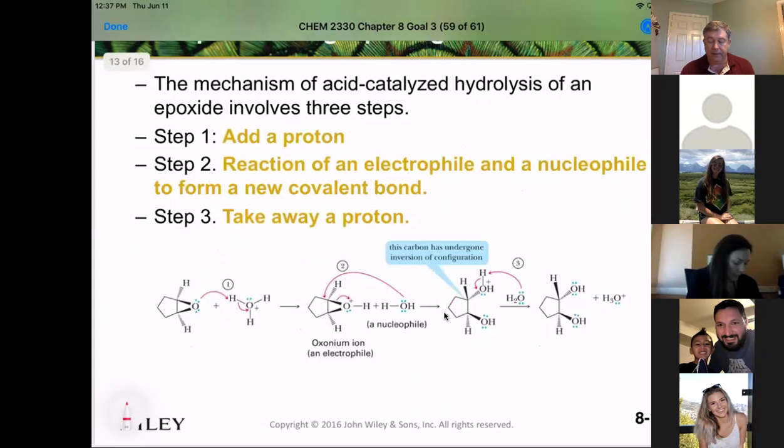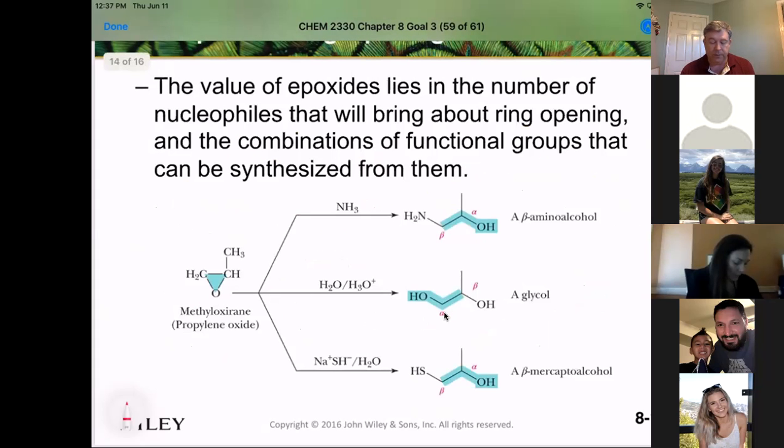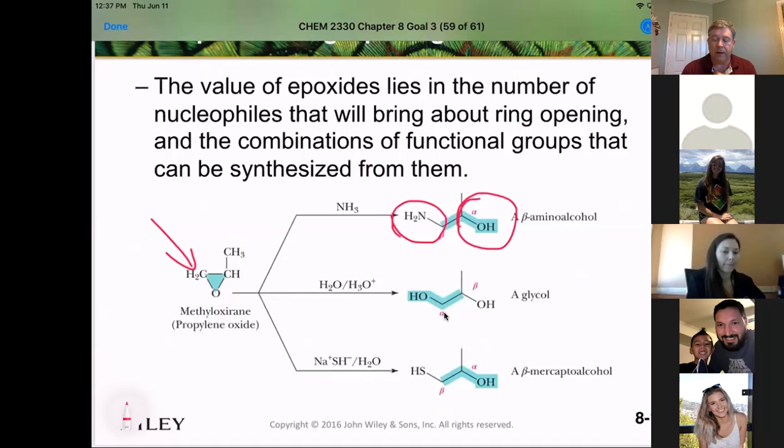Okay, and there's the mechanism, of course. And again, when we have these attacks, they attack on the least substituted side, and so we generate an alcohol and the nucleophile on the one carbon over. And so we get these nice 2 functional groups for the price of 1 reaction.